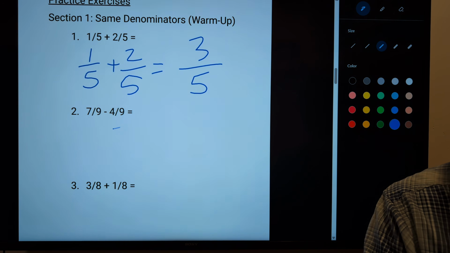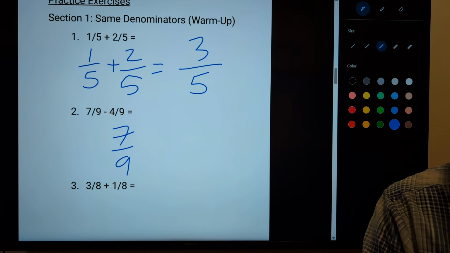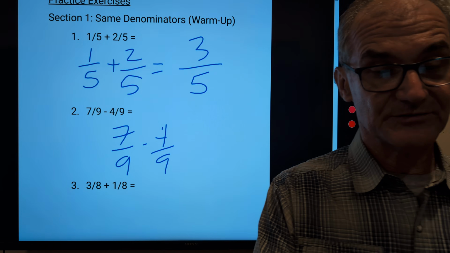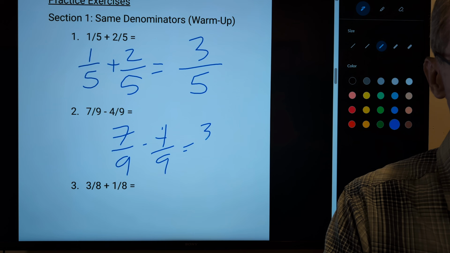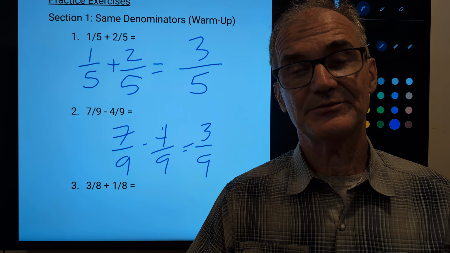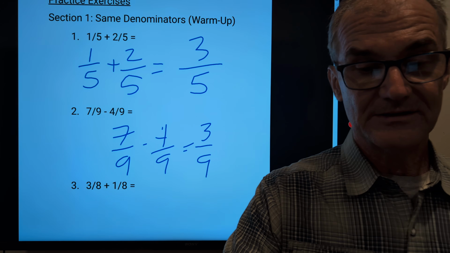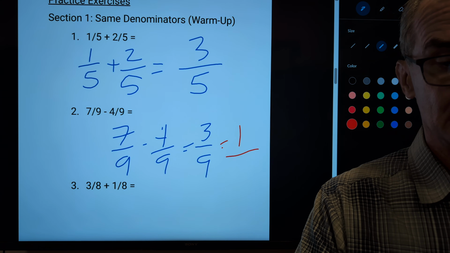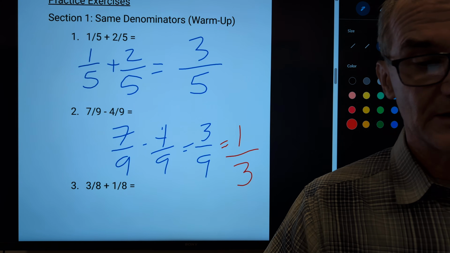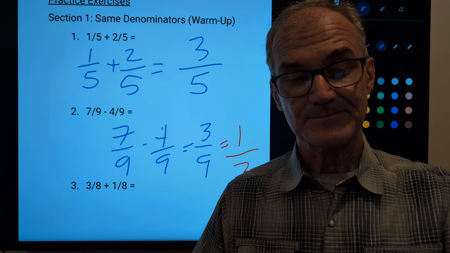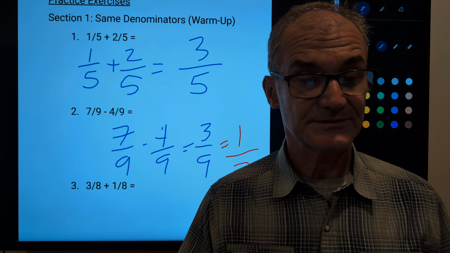Now I have 7/9 minus 4/9. I have that common denominator. 7 minus 4 is equal to 3 over 9. But I see that 3 is divisible by 3, as is 9. So 3 goes into here 1 time, 3 goes into 9, 3 times. I reduce 3/9 to 1/3. They are both equivalent fractions, but the 1/3 is reduced.